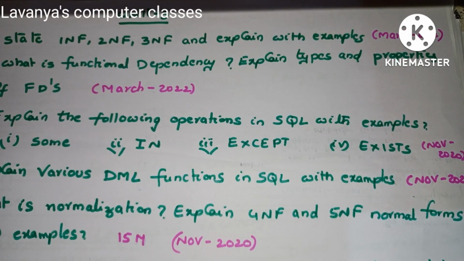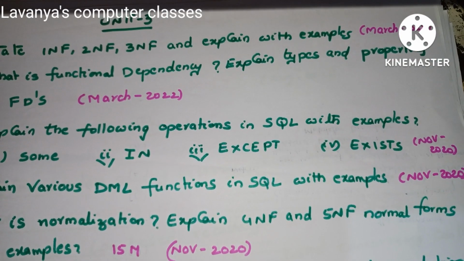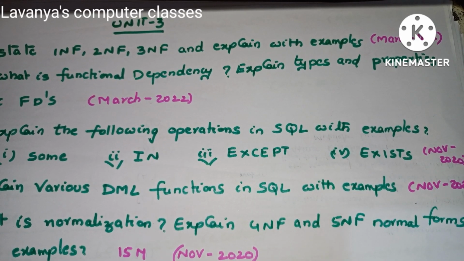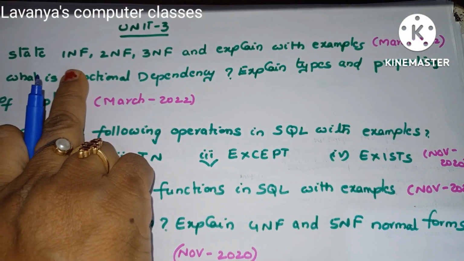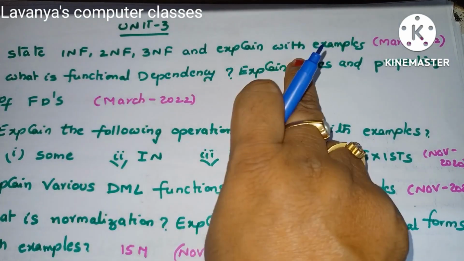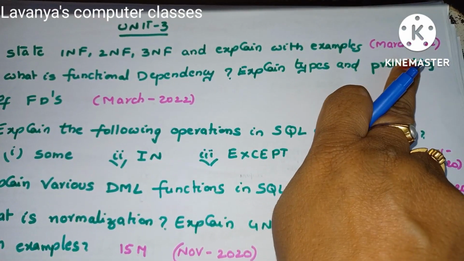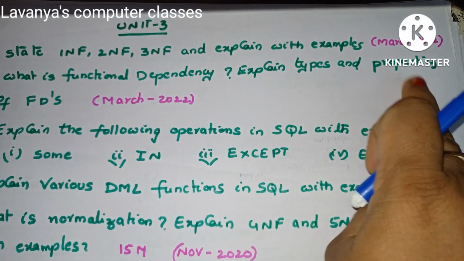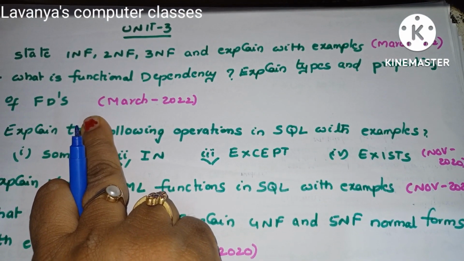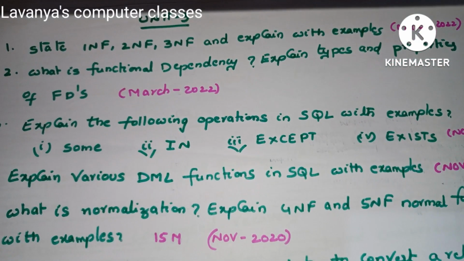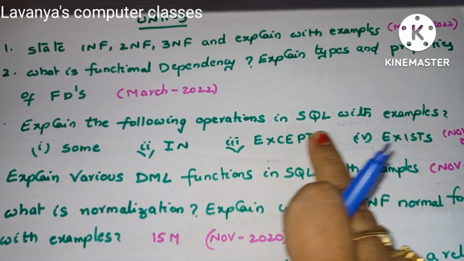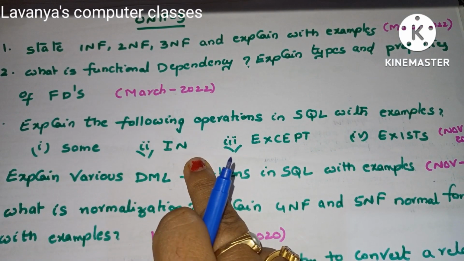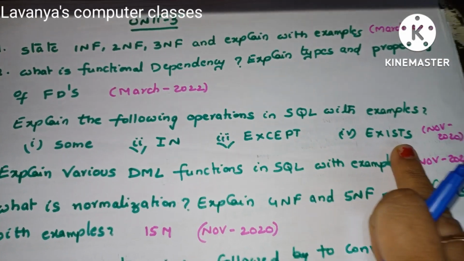Then unit 3. The topics in unit 3 are very simple topics. One is the SQL operators and normal forms. So the first one is: state 1NF, 2NF, 3NF and explain with examples, March 2022. What is functional dependency? Explain types and properties of functional dependencies, March 2022. Next, explain the following operations in SQL with examples: sum operator, in, except, exists.